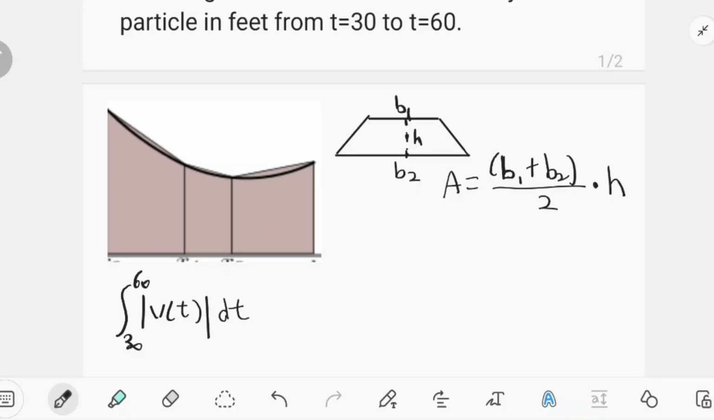All negative v of t values here have been changed to positive because we are integrating the absolute value of v of t. Also keep in mind that the area of a trapezoid is the height times base 1 plus base 2 divided by 2. When doing trapezoidal approximation, each trapezoid's height is the change in x of that subinterval, and the two bases are the leftmost and rightmost y values of that subinterval. Think of it as a trapezoid that's rotated 90 degrees.